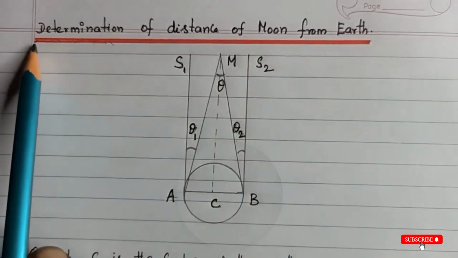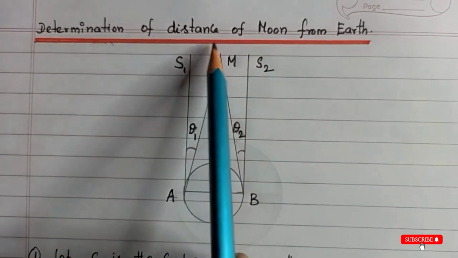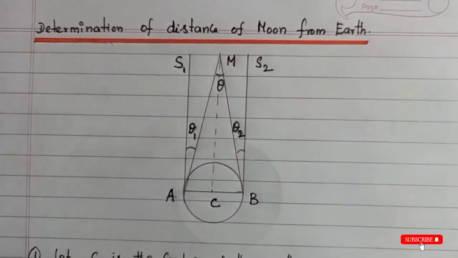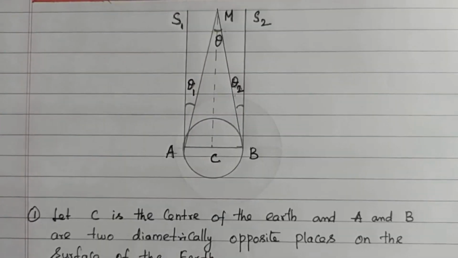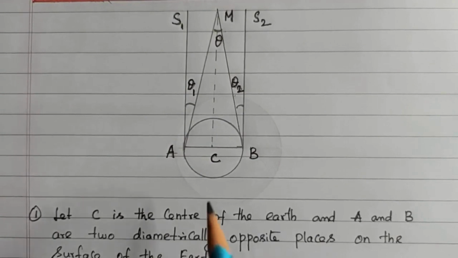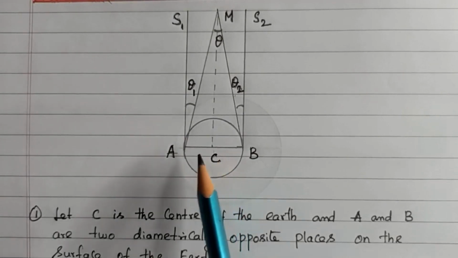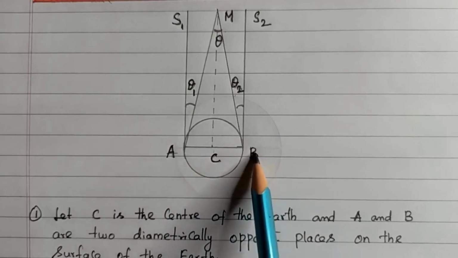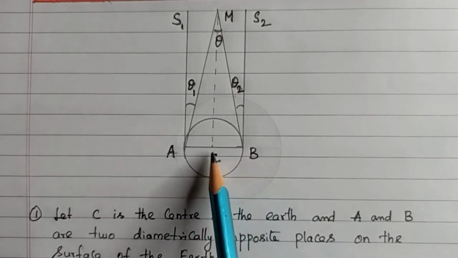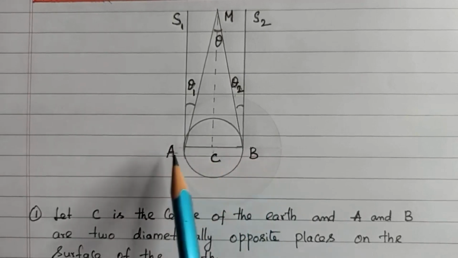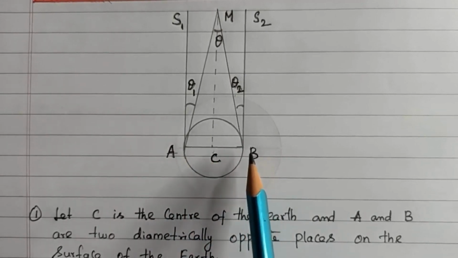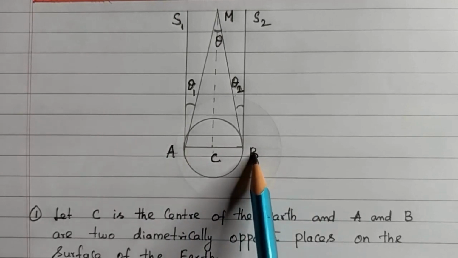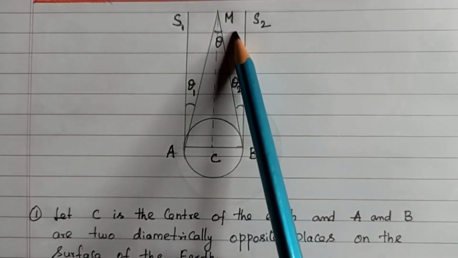Now let us see how we are going to determine the distance of the moon from the earth. In this figure, C is the center of the earth. A and B are two diametrically opposite places on the surface of the earth. And M is the position of the moon.